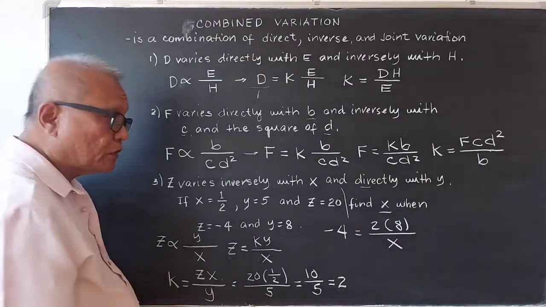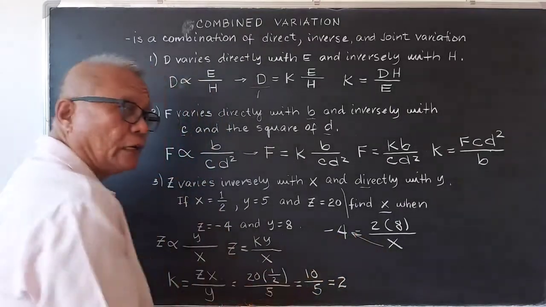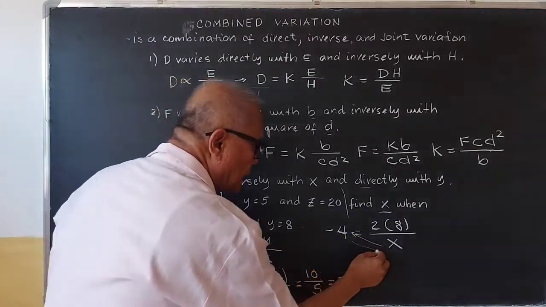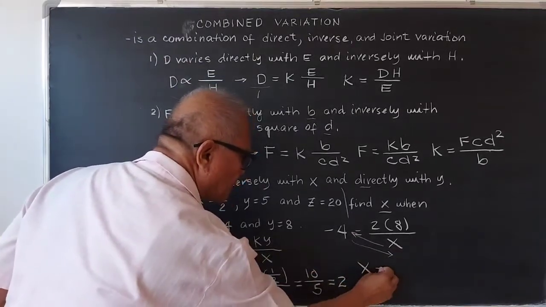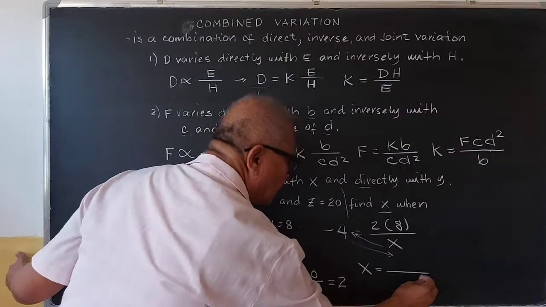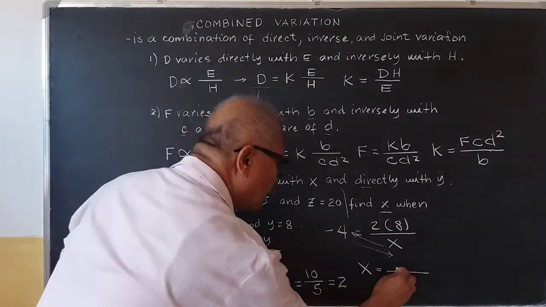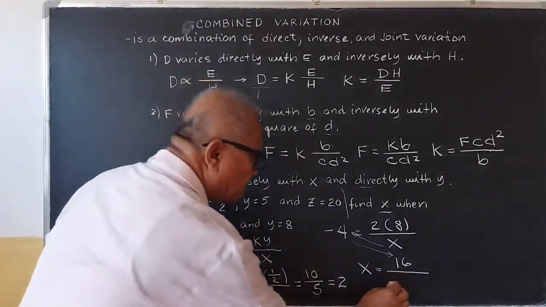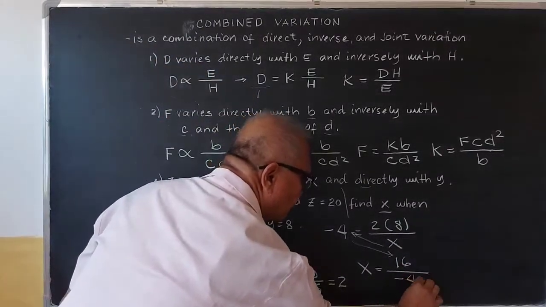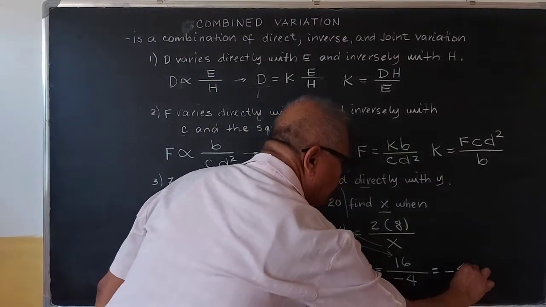Now we cross multiply. We multiply x up. We multiply -4 down. So we have here, the x is here. Okay. 2 times 8. Can we multiply 2 times 8? 2 times 8 is 16 over the -4. So our answer is -4.